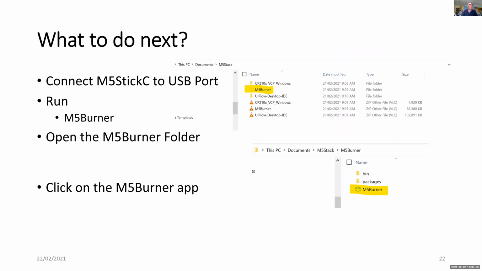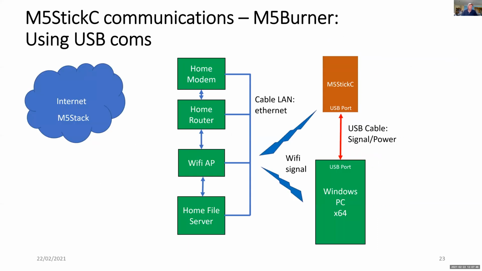So what to do next? Well, we're going to get the M5Burner program working so that we can download the firmware into our M5StickC. So this is the arrangement. On the left, we've got the communications from the internet, and on the right, we've got the link between the Windows PC and the M5StickC.